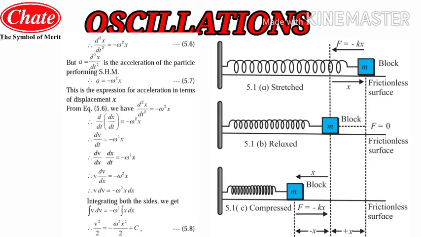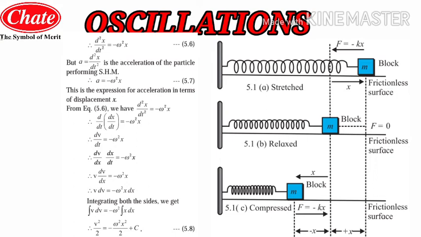Now we will integrate this term. Integrating both the sides, we get the integration of v dv is equal to the integration of minus omega square x dx. As we know that minus omega square is the common term, it will come outside the integration. So we can write the integration of v dv is equal to minus omega square into the integration of x dx.